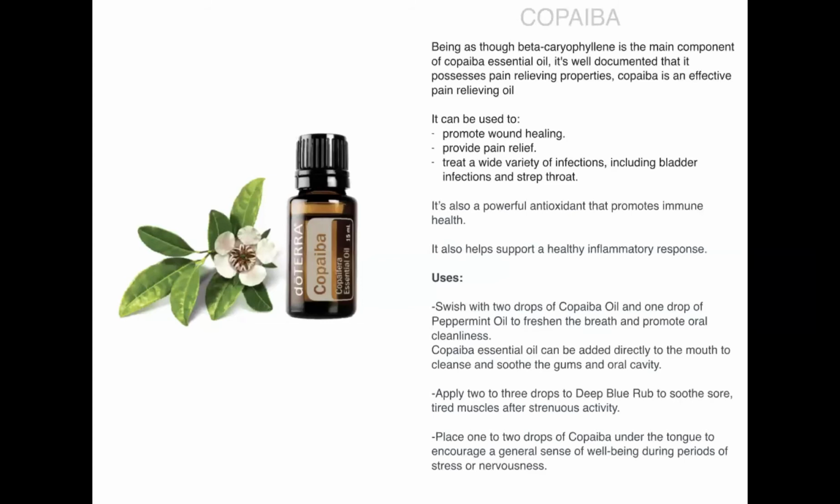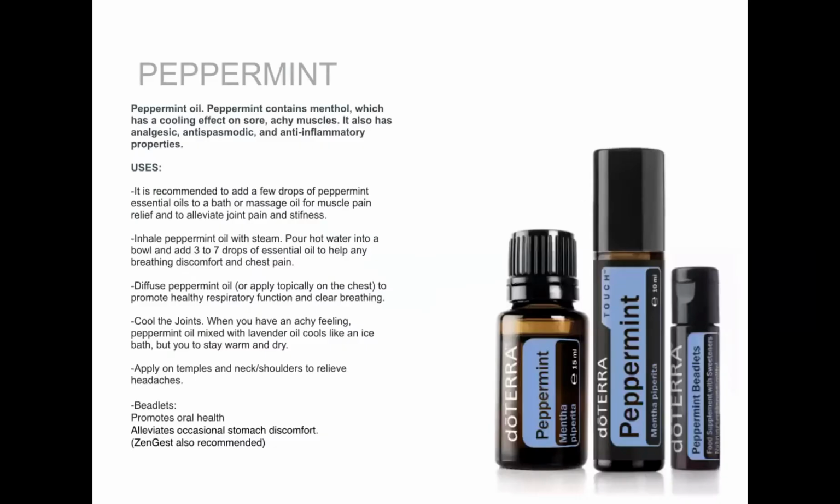And now we're going to go into a classic, peppermint. As you probably know, peppermint contains menthol, and menthol has a cooling effect on sore, achy muscles. And as you can see, it is analgesic, antispasmodic, and anti-inflammatory. So many properties. How to use peppermint? You can add a few drops of peppermint essential oil to a bath, or you can massage it for muscle pain relief, to alleviate pain also in the joints and any stiffness.